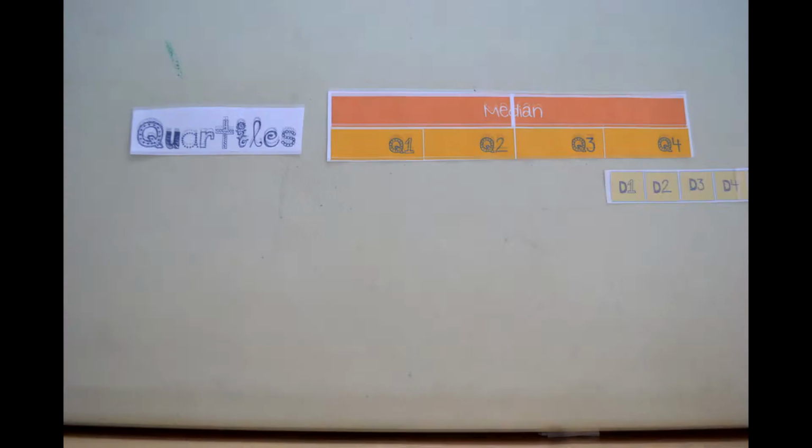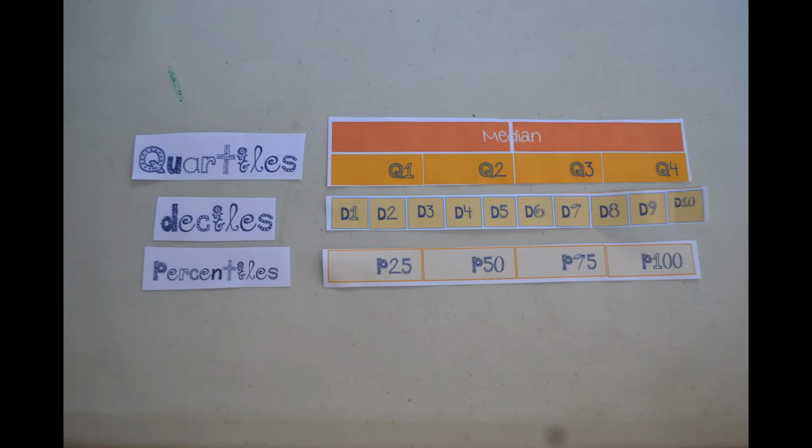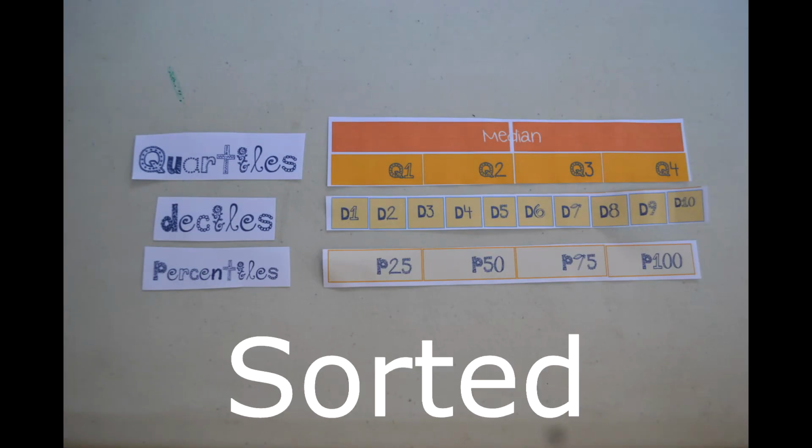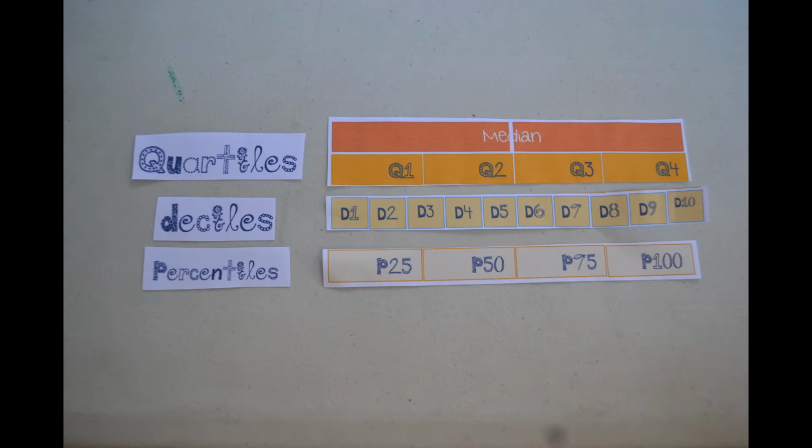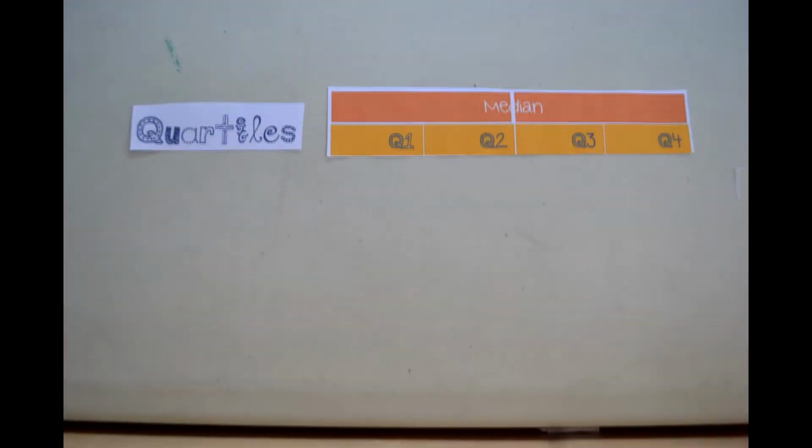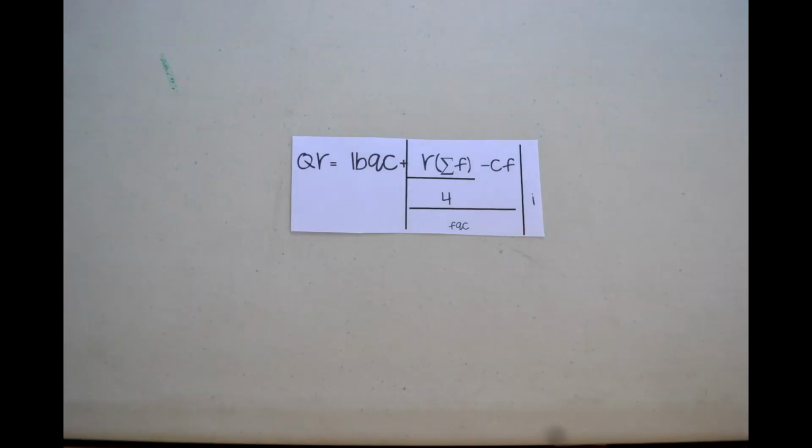Below the quartiles are the deciles and percentiles. Deciles is any of the 9 values that divide the sorted data into 10 equal parts, while percentile is a measure used in statistics indicating the value below which a given percentage of observations in a group of observations fall. The formula to find a quartile is QR is equal to LBQC plus R times summation of F divided by 4 minus CF divided by FQC times I.